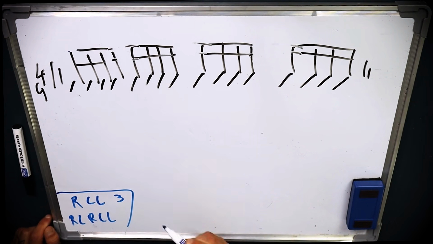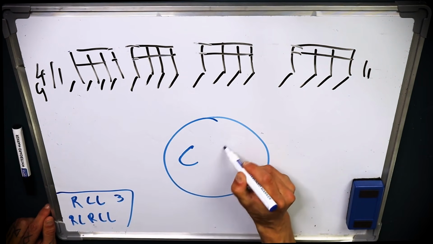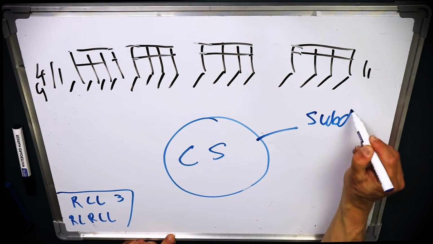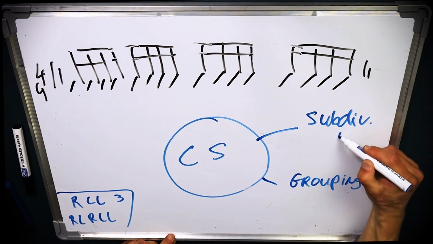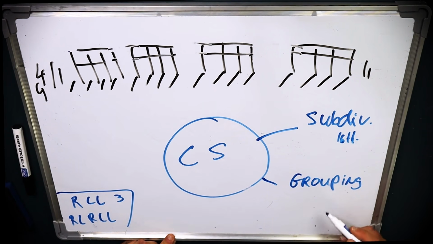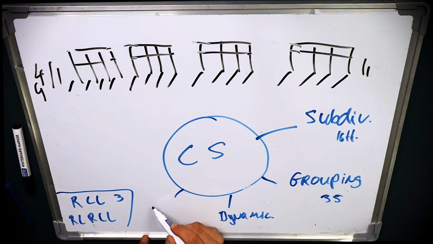I do want to show you the creative strategy. We've got 3, 3, 5, 5. We know it's right, left, left, right, left, left. What I want to show you is what I call the creative strategy, CS. One thing that we already did was choose a subdivision. Then we said we want to create different groupings. So the subdivision is 16ths, and the grouping is 3 and 5. Then we said we need to play it more dynamic. And then we said, change the order.